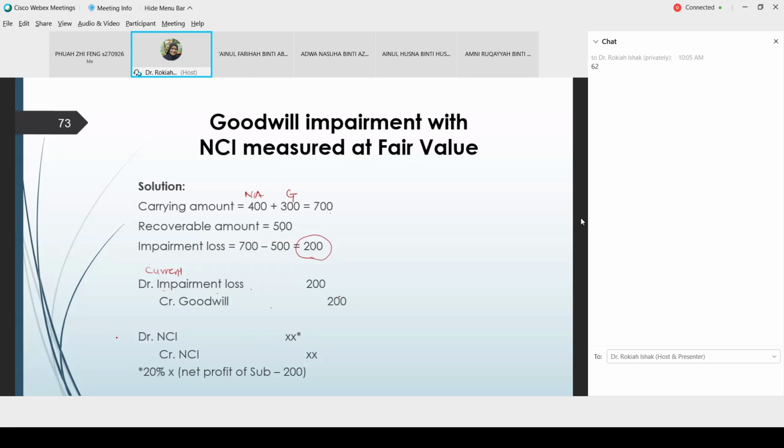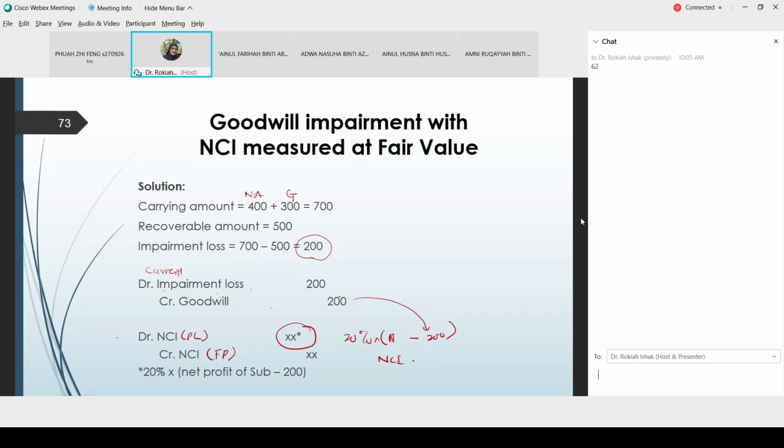And then you also need to debit NCI, P&L, and the NCI in the statement of financial position. So if you look here at how they calculate the amount of the NCI, you need to have 20% times net profit. Net profit minus 200, where the 200 here is from the amount of the goodwill. So it means that the NCI is going to receive a reduced amount from the profit, which is reduced by the amount of the goodwill. They're going to receive less.